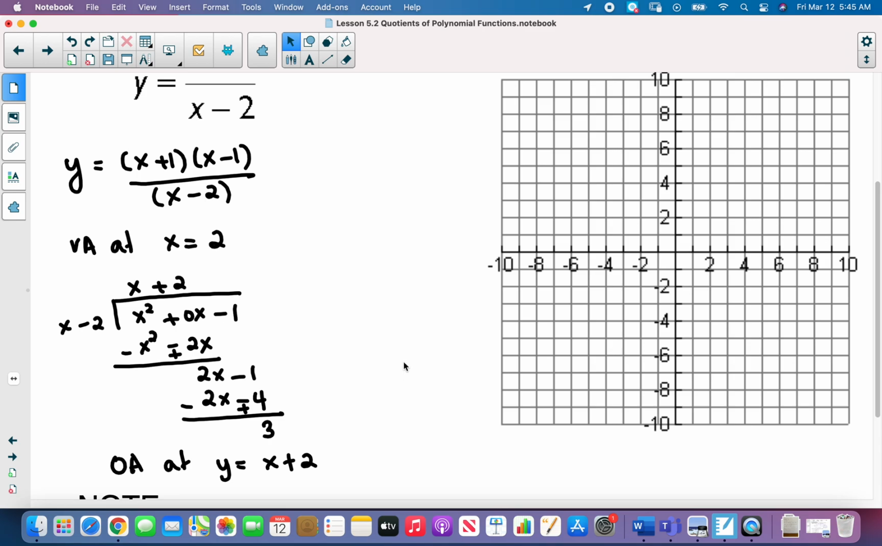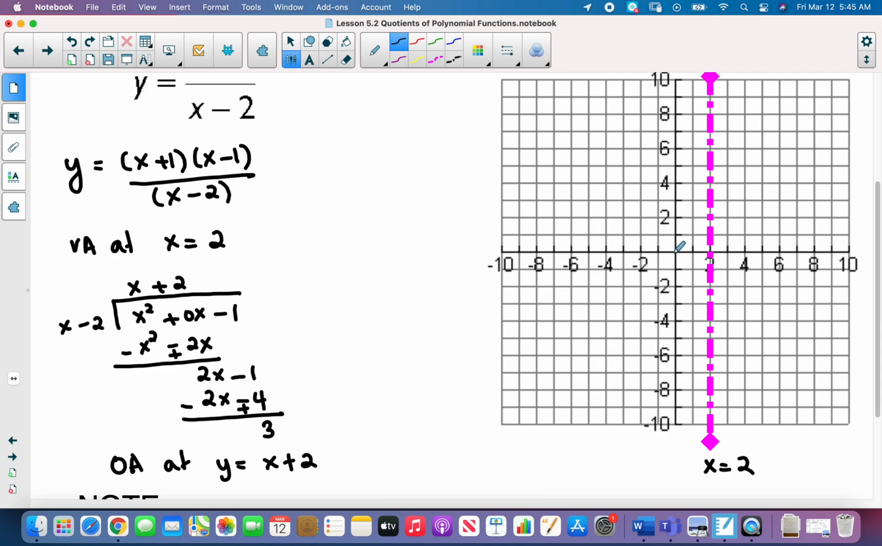So now, what would that look like when we're trying to graph y equals x plus 2? We have two asymptotes here. One is at x equals 2, which will be this line right here. This would be a vertical asymptote. Write its equation beside it: x equals 2. And then you also have an oblique asymptote at y equals x plus 2.